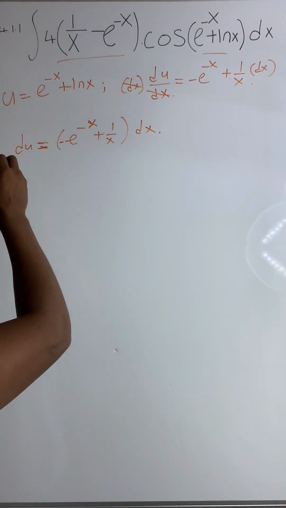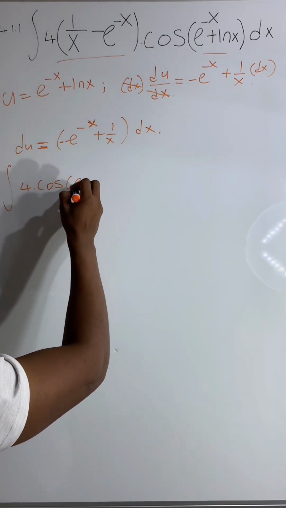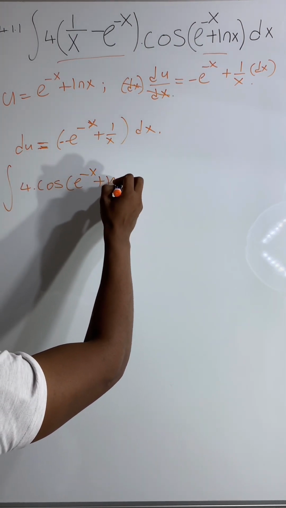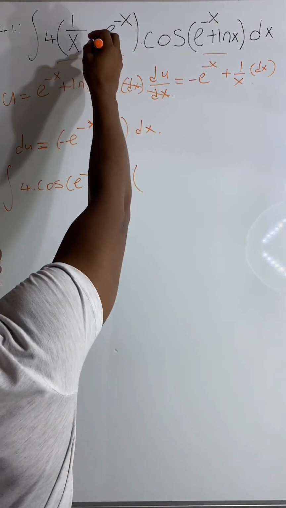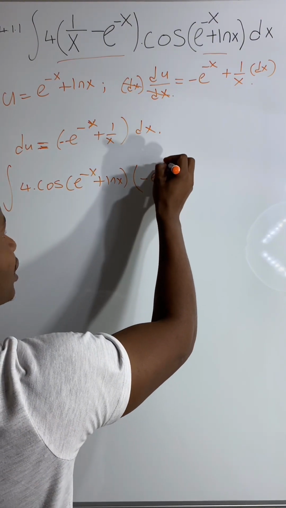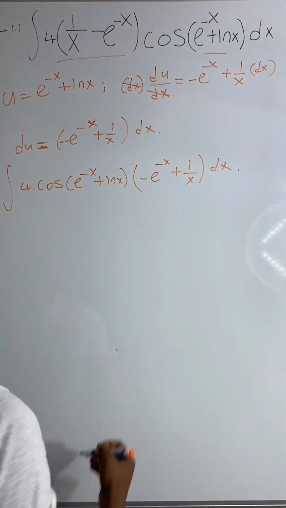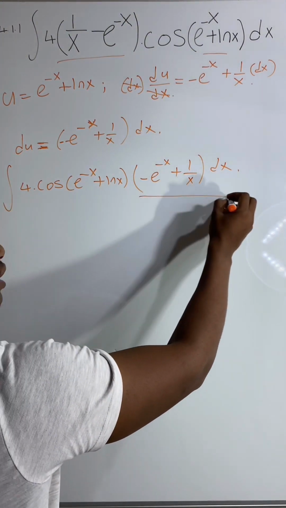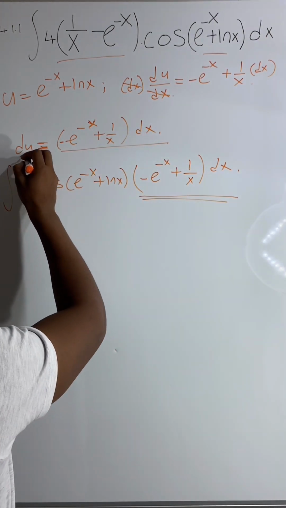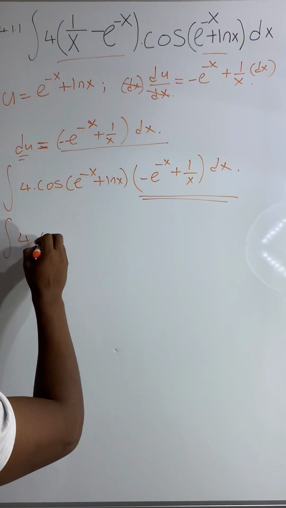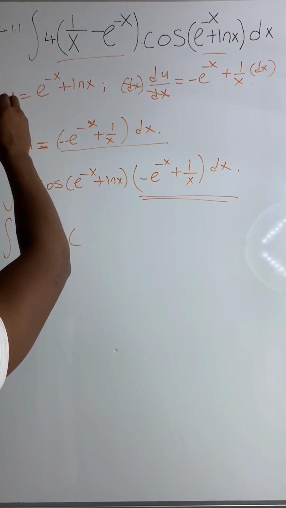And rearrange our integral for clarity's sake. And also let's rearrange what's inside of that bracket. So we have minus e to the power minus x. And in this way, we can immediately see that this is the same as that one. So in the place of this, we can substitute our du. And in the place of e to the power minus x plus ln x, we said that we'll substitute our u.